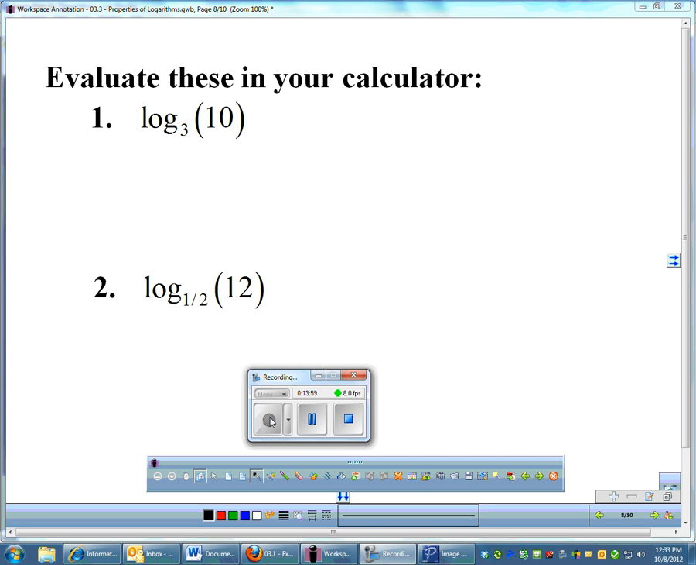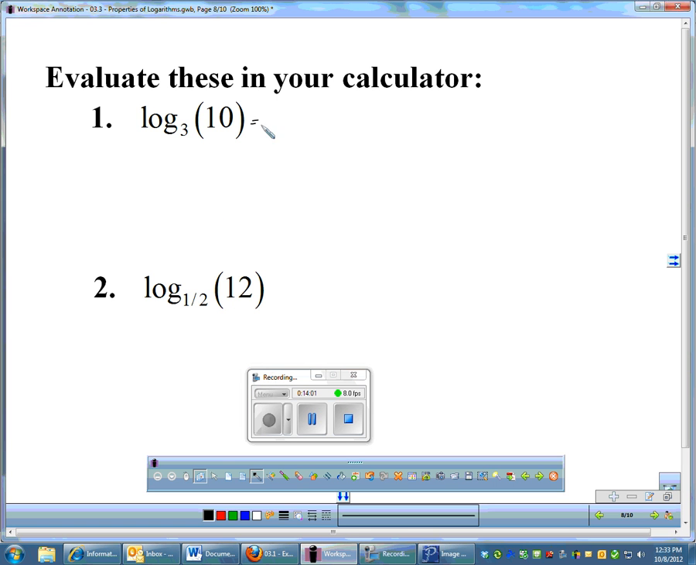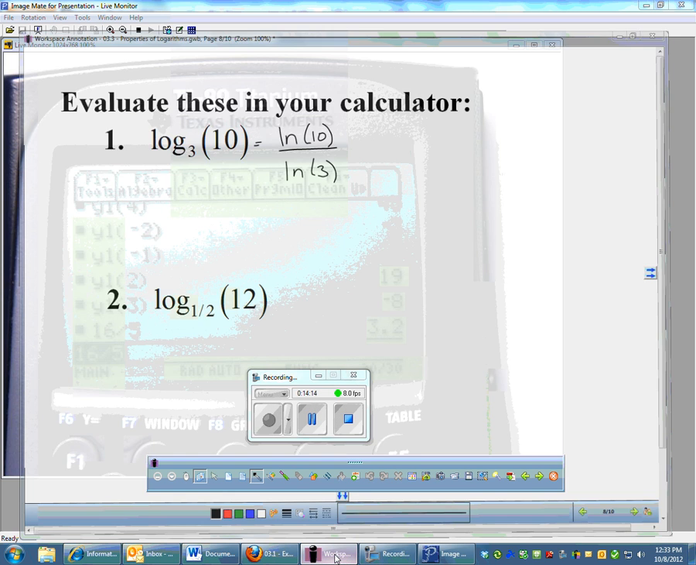All right, and the change of base formula is, let's see, log base 3 of 10. I would evaluate that by doing the natural log of 10 divided by the natural log of 3, and we're just going to throw this in the calculator. So let me go to my calculator here.